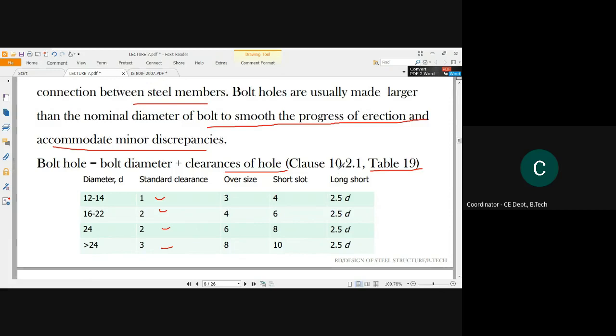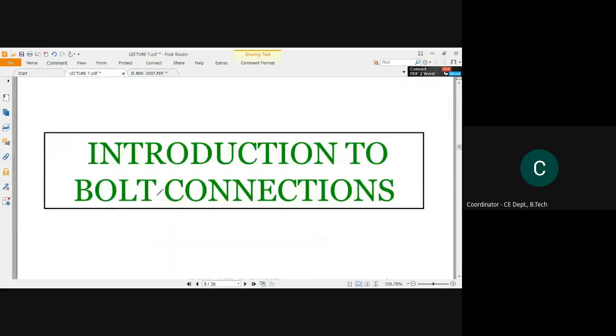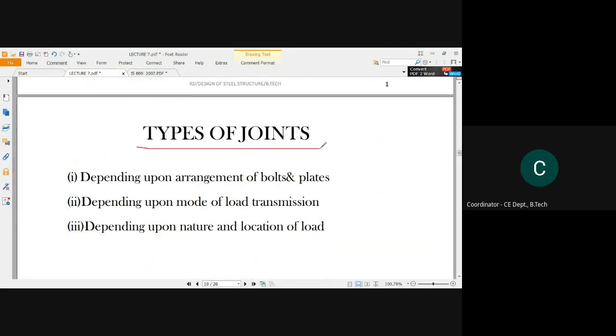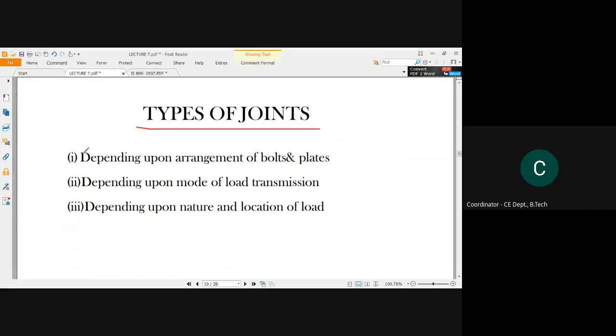Extracting the values from this clause and Table 19. Okay. Next. So these are the types of possible joints we will observe. First, let us see, depending upon the arrangement of bolts and plates. So the type of joints will vary with the arrangement of bolts and plates. Then the type of joints will depend upon the mode of load transmission.